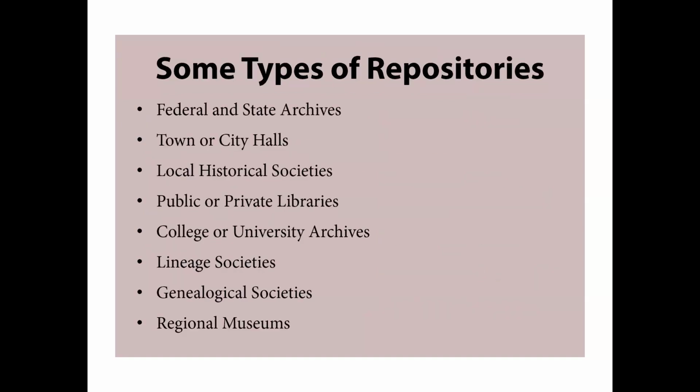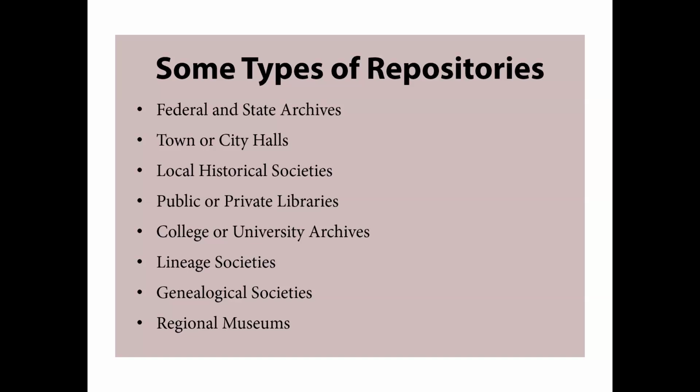Some types of repositories, obviously, again, federal and state archives, town and city halls, local historical societies, public or private libraries, college and university archives, lineage societies, genealogy societies, regional museums. Any other that you may have tried? I'm more than happy to discuss other repositories that are not on this list. Another repository, for instance, a church, a temple, a synagogue, wherever you might go to find the records itself.